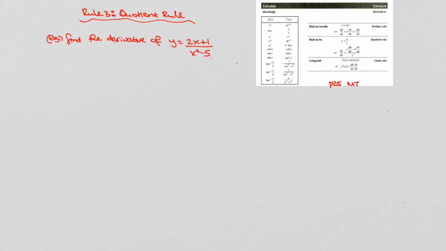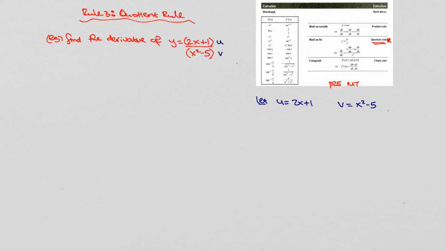So if we look at page 25 on our maths tables, we'll see the quotient rule. And you can see the quotient rule is when we have y equals u over v. So in other words, we have our function on the top and a function on the bottom in terms of x. The top we're going to call u and the bottom we're going to call v. So a bit like the product rule, we're going to start by saying let u equal 2x plus 1 and let v equal x squared minus 5.